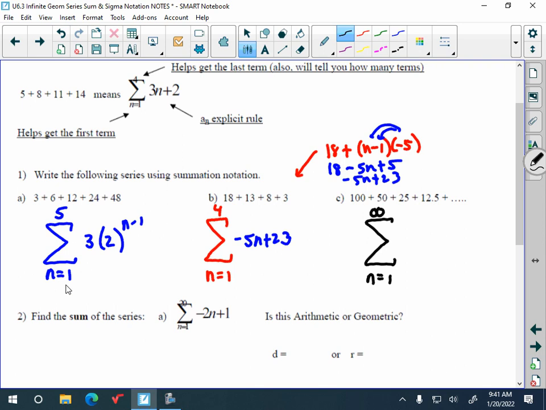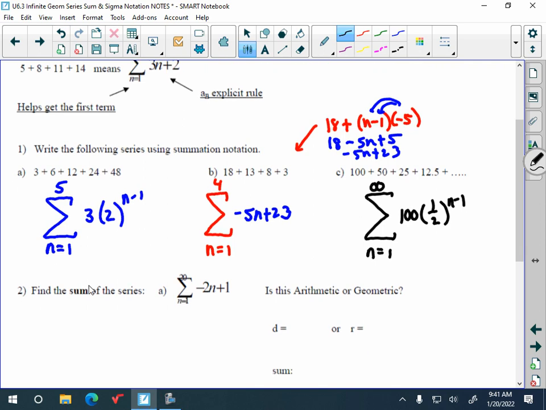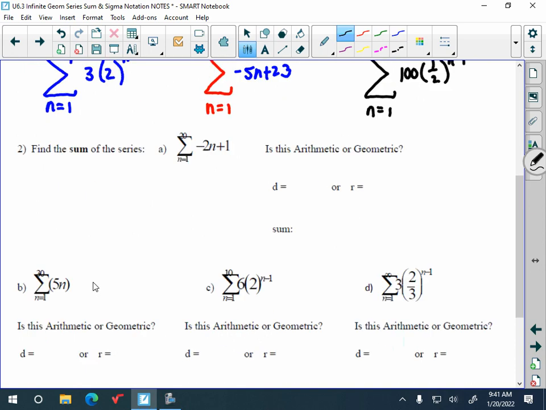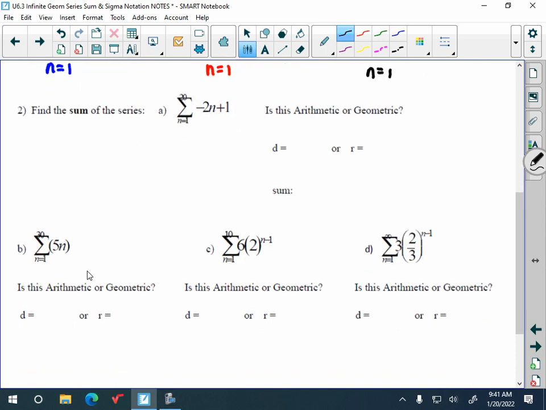All right, so now we're going to write the AN rule. This is geometric. So the first term is 100 times R, which is a half, raised to the n minus 1. All right, so now we're going to go ahead and find the sum, and they give it to us in sigma notation.